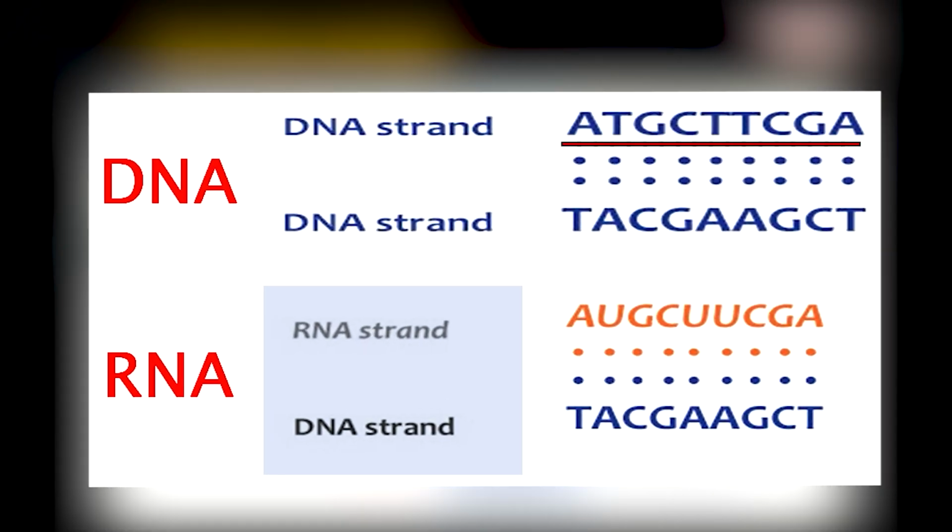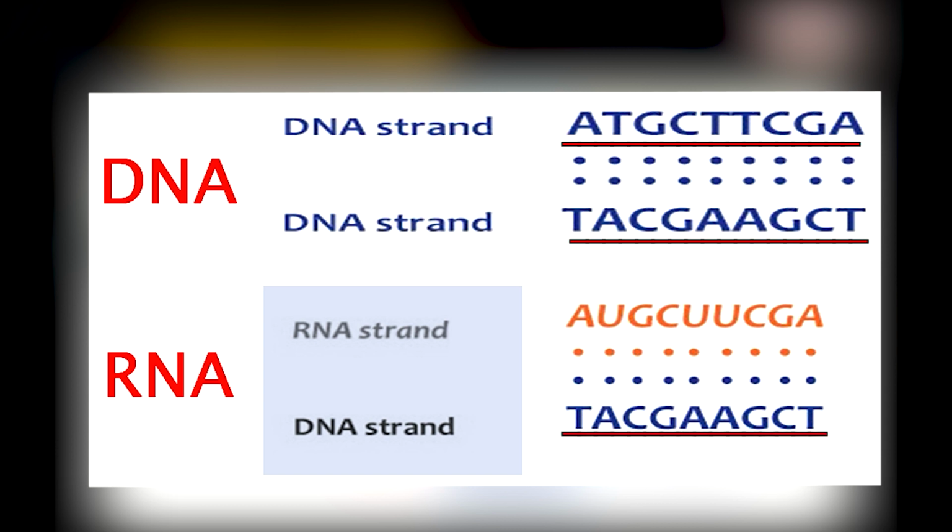If we have a DNA strand of ATGC, TTCGA, what would be its complementary strand? Okay, it should be TACGAAGCT. For the second one, let's say we have this DNA strand.